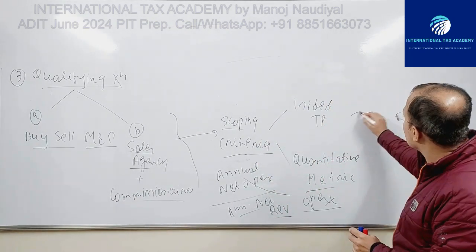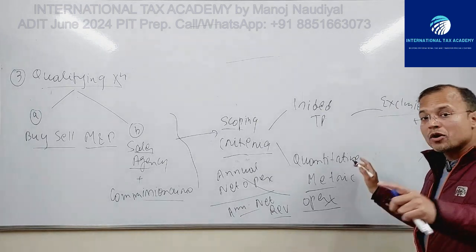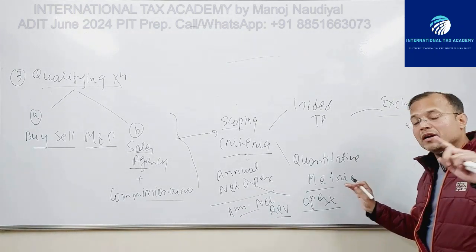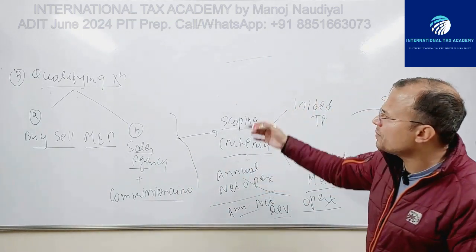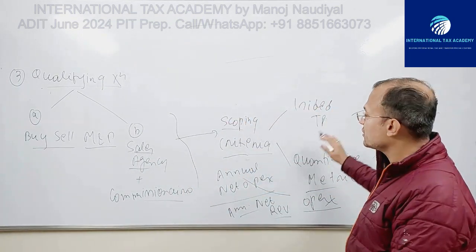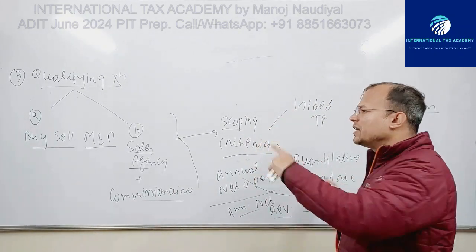And then there are exclusions. So commodity transactions are excluded. And then there is one more criteria. Fine. So I intend to make a separate video on qualifying transactions and scoping criteria, that is section number 3. So probably I'll discuss this in greater detail in that.